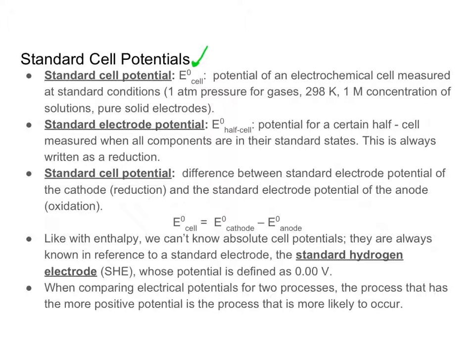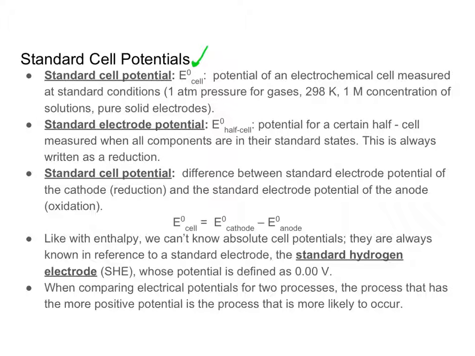Now, the formula to calculate standard cell potential is the difference between the standard electrode potential of the cathode and the standard electrode potential of the anode. So it goes cathode minus anode here. That's the formula that you should probably make part of your soul.